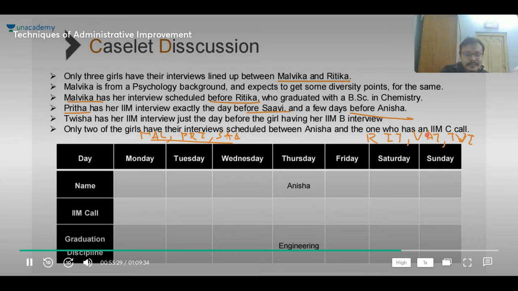Is it clear how we got the breakup? Malvika, Preeta, Savi are before Anisha; Ritika, Vaishnavi, Twisha are after Anisha. Now the sequence of Malvika, Preeta, Savi must be either MPS, because remember Preeta has it exactly the day before Savi, or it can be PSM, because PS is a continuous sequence. So that is where we have to figure out whether it's an MPS sequence or a PSM sequence.